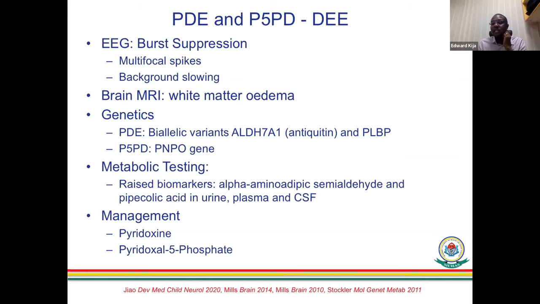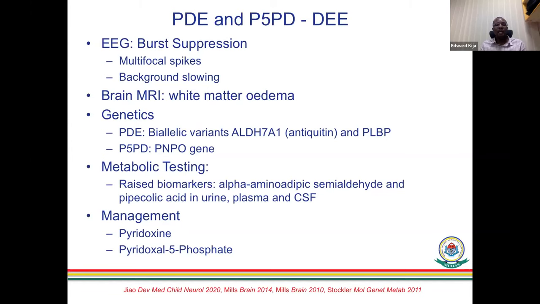The genetics tends to be positive for pyridoxine dependent epilepsy, particularly involving the gene ALDH7A1, or antiquitin gene, and the PLBP gene. For pyridoxamine 5-phosphate deficiency, it tends to be positive for the PNPO gene. The metabolic testing usually reveals raised biomarkers, which include alpha aminoadipic semialdehyde, as well as pipecolic acid in urine, as well as elevated in plasma, as well as in cerebrospinal fluid.